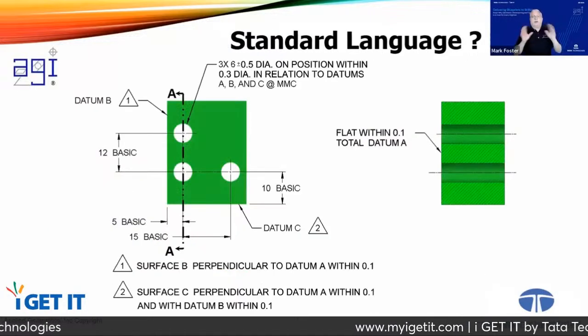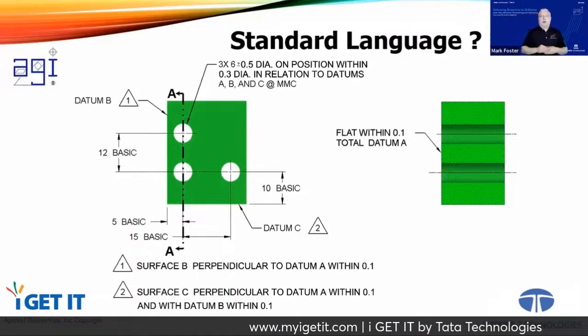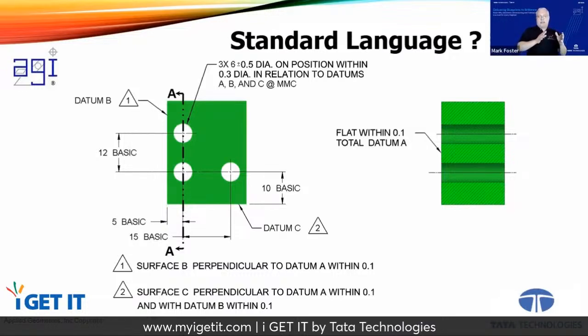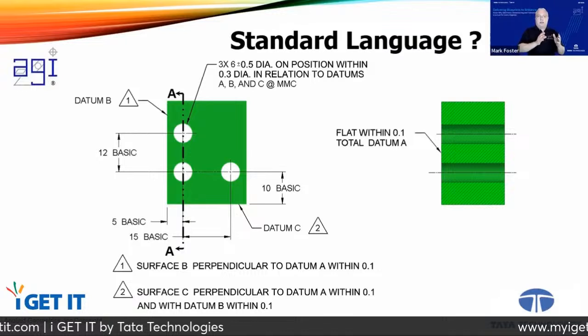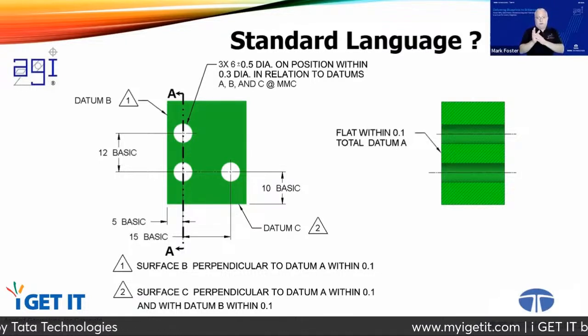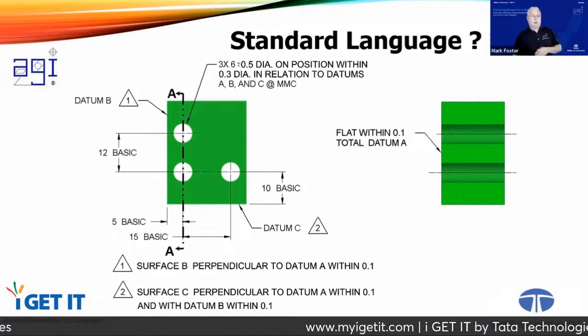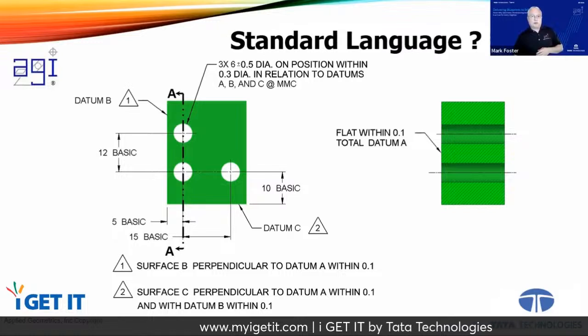I'm going to do a really quick example here of a drawing with notes that uses GD&T concepts, but using notes to convey those concepts. Then I'm going to show you the same drawing with GD&T to convey those concepts. So look at this real quickly. We have a surface we want to be flat within 0.1, and we want it to be called datum A.